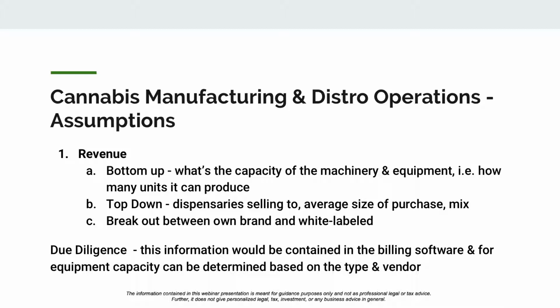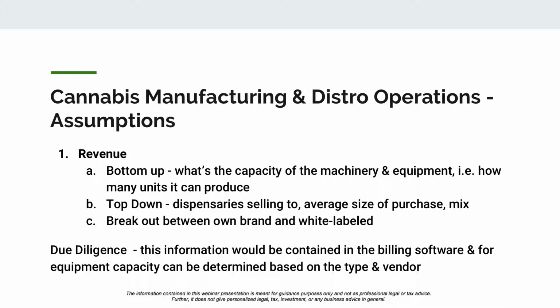Now, as far as top down, we're looking more at how many dispensaries the business is projecting to sell to, and what's the average size of a dispensary purchase? What's the product mix? And with product mix, you can go into a lot of detail, right? How much of edibles are being sold versus concentrates? How many of these are our own branded products versus white label? Within that, what are the different packagings?